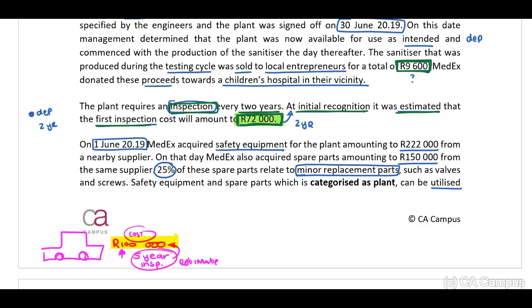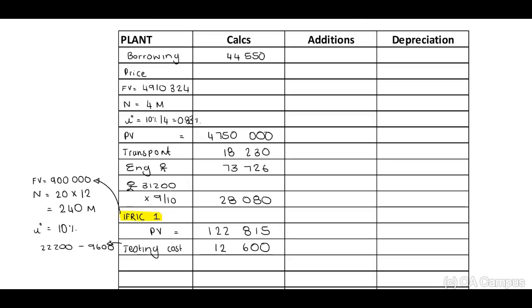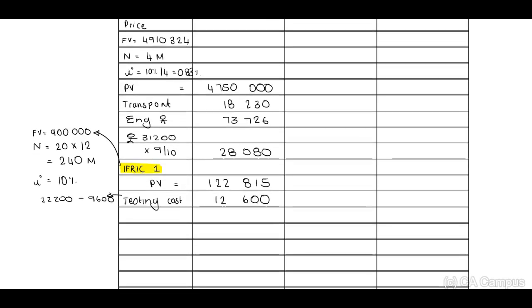Therefore, in my calculation, I am going to indicate that this is my inspection costs, and this will be the 72,000, because I need to remember that I need to depreciate this based on the 2 years. This is still part of my cost. If I capitalize my asset, this is still part of the cost.